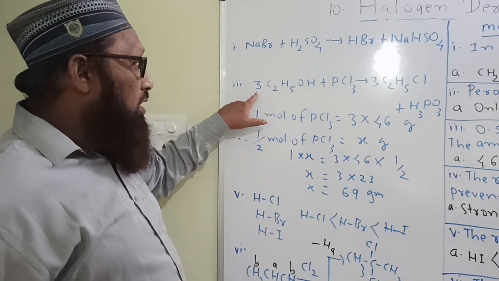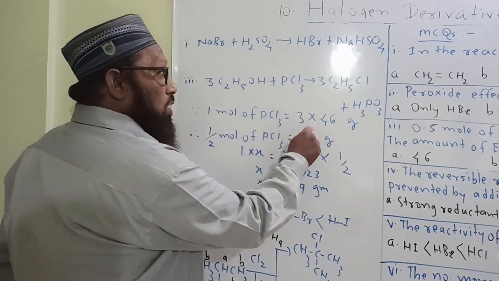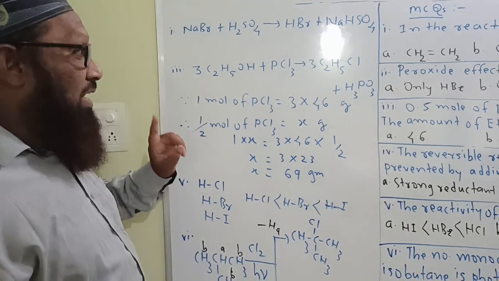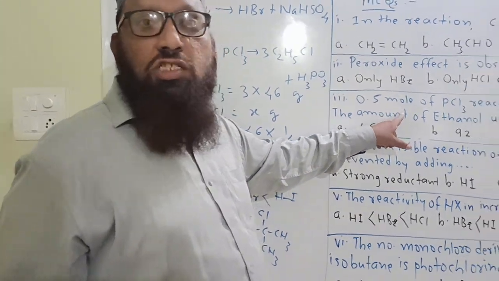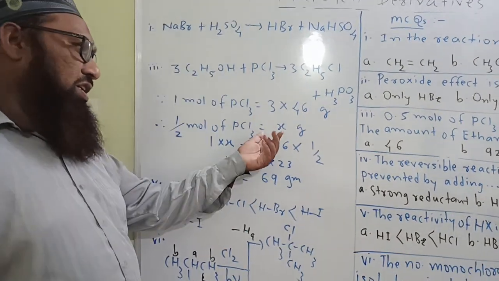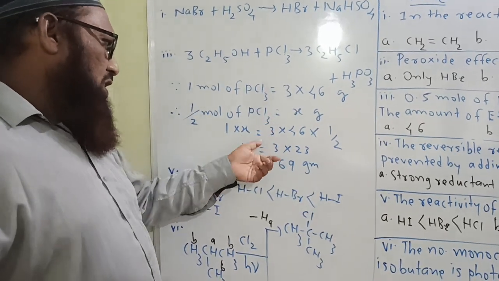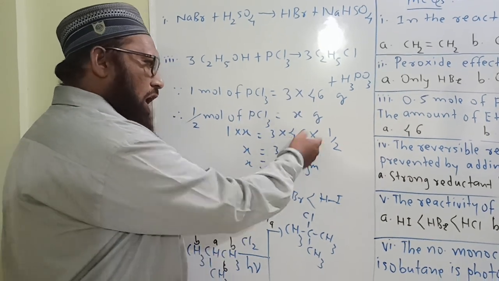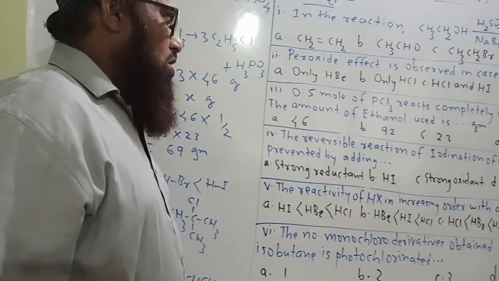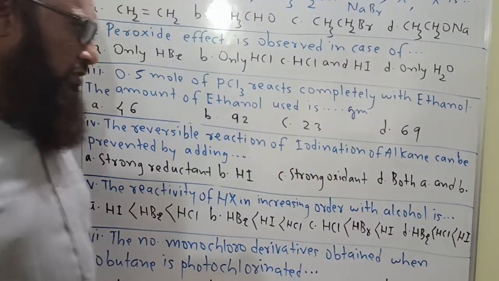Here how many moles are required? 3. Therefore 1 mole of PCl3 is equal to 3 into the molar mass of ethanol, which is 46 gram. Then in the numerical 0.5 mole is asked. 0.5 mole is equal to half mole. Then half mole of PCl3 will need, suppose, x gram. By cross multiplication, 1 into x is equal to 3 into 46 into half. We get the answer 69 gram. The amount of ethanol used is 69 gram. D is the correct option.